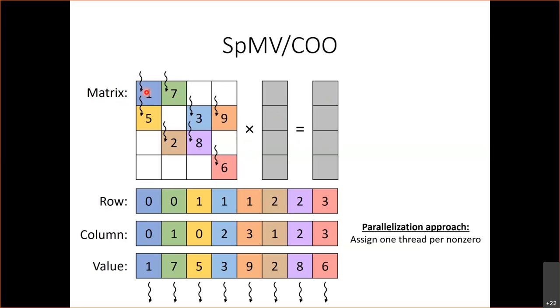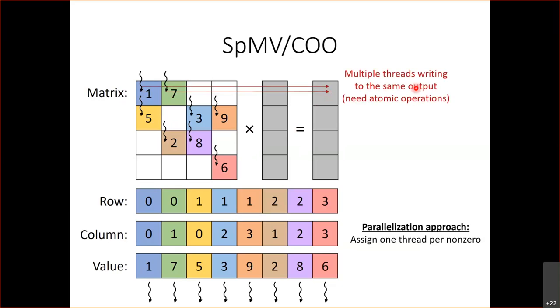The threads that are processing non-zeros in the same row will end up updating the same output value. So if I have multiple threads writing to the same output value, I will need something like an atomic operation. If I use the COO format, this is how I would have to implement SpMV. I would assign a thread to every non-zero. Every thread will be responsible for one element.